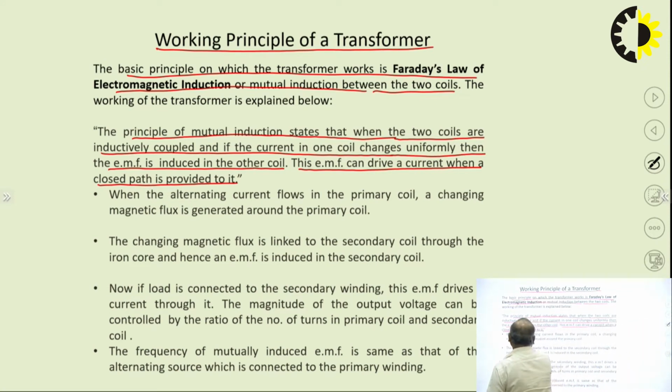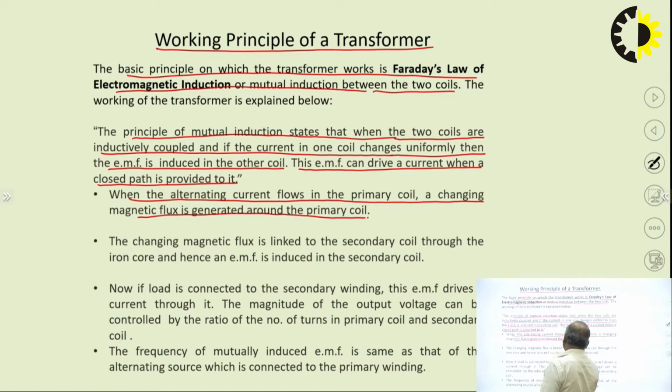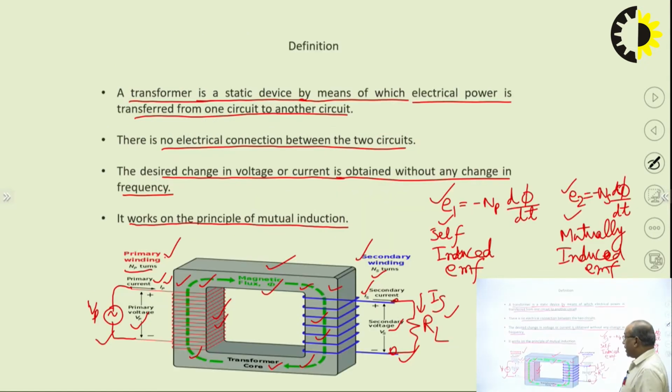When the alternating current flows in the primary coil, a changing magnetic flux is generated around the primary coil, that we can see here. This primary current is a time varying current, basically sinusoidally varying. So, when it is passing in the primary side, a flux is developed around this coil, and the path of flux that is shown by this green dotted line passes through the core, which is a rectangular core. That way this flux is generated around the primary winding.